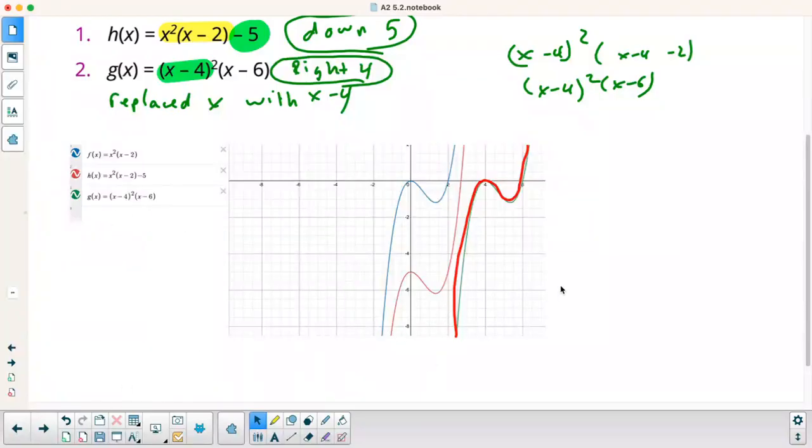All right, so you can always kind of type these in on a graphing calculator to double check things if you want. www.desmos.com if you're not familiar with it. Great graphing calculator that's free to everybody.